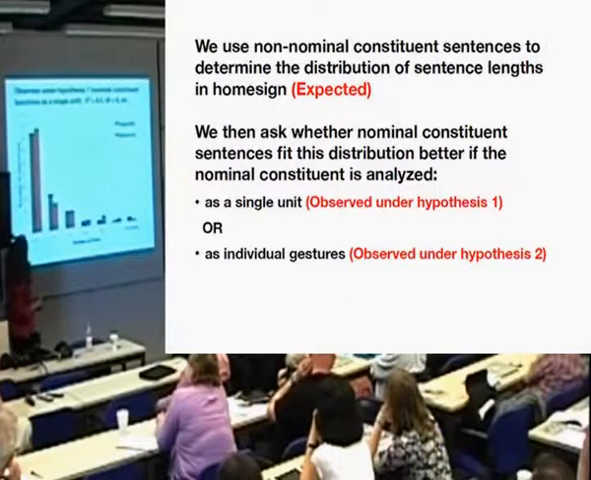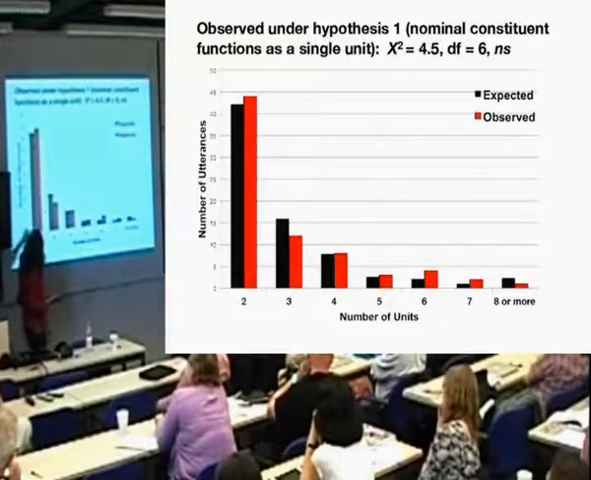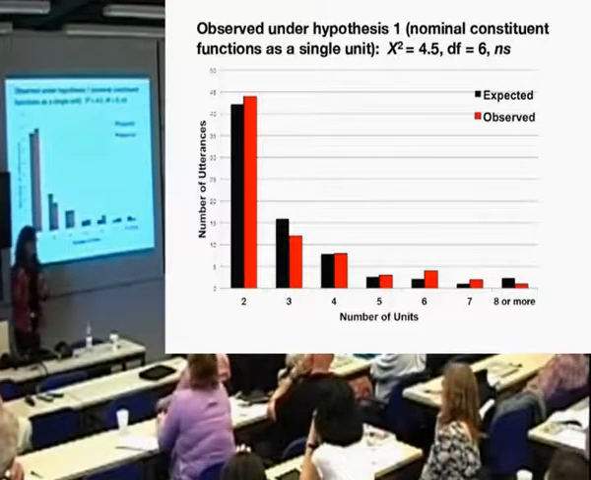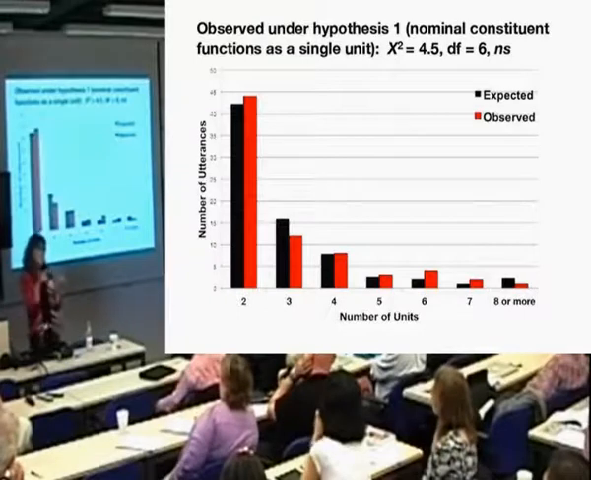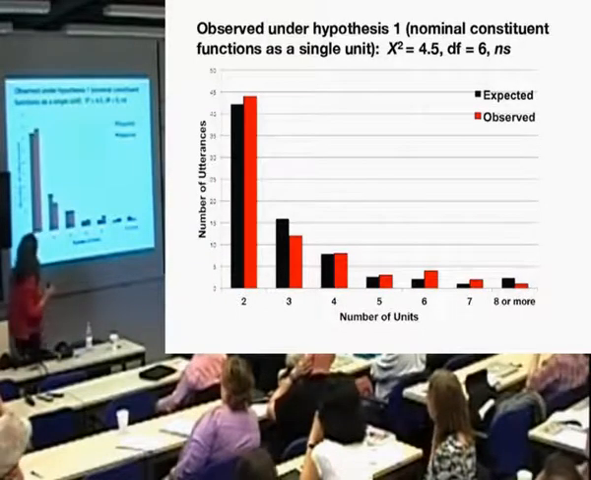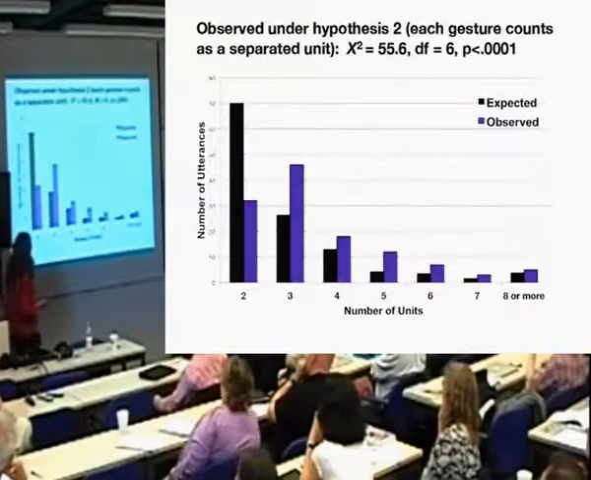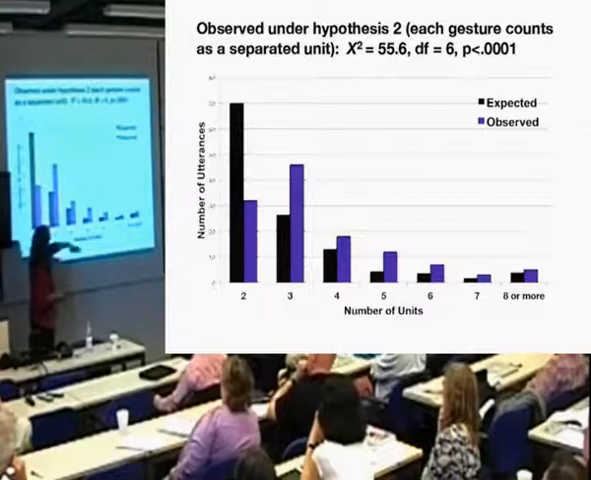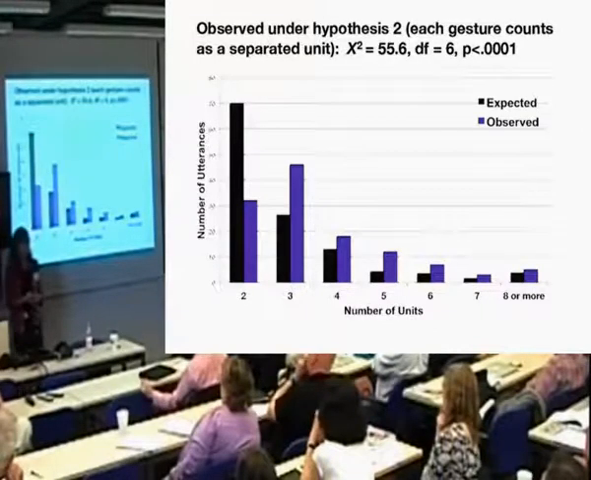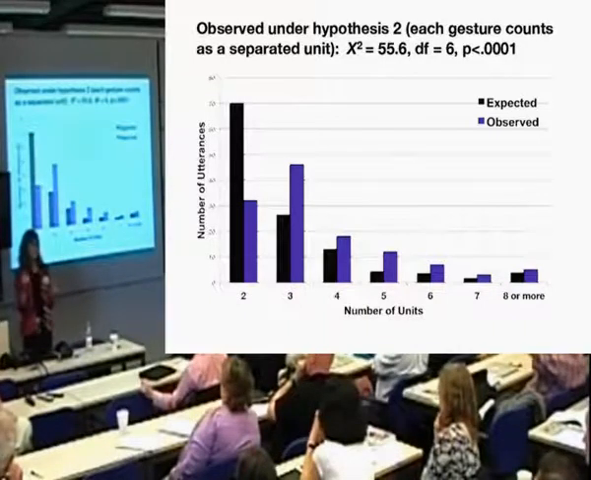So, and here's the data. This is the expected data, this is the pattern, not a big surprise, two is more than three, more than four, more than five, whatever. And if you look at the observed data, counting this point at the bird as a nominal constituent, as a single unit, it fits pretty well. Particularly when you look at it in relation to the other hypothesis. Again, these are the expected data, it goes down as I just showed you, but these are the observed data when you count it as three separate gestures rather than as a chunk.